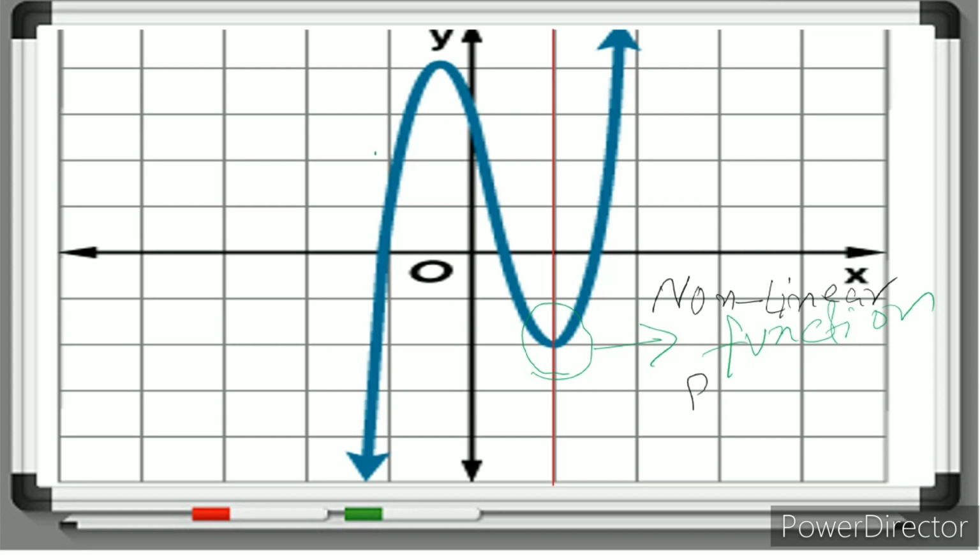Non-linear function. Why non-linear function, boys? This is very important. It is a non-linear function because it is not a straight line. And if you check the rate of change, that is change in output values divided by change in input values, they will differ. Therefore this is of course a function, but it is a non-linear function, boys.